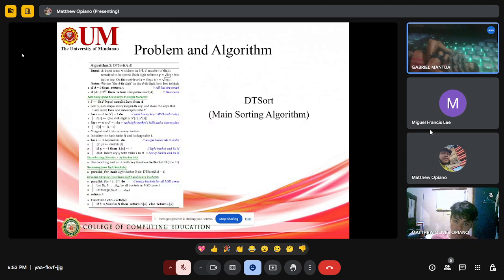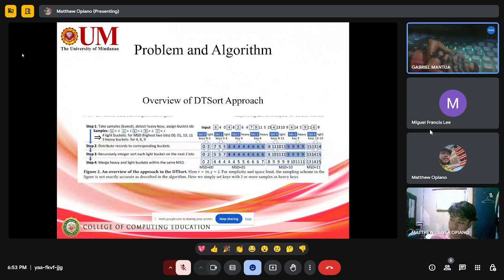Next slide. So you can see here the example of the information that we have collected. Next slide. This is another example. And next slide.